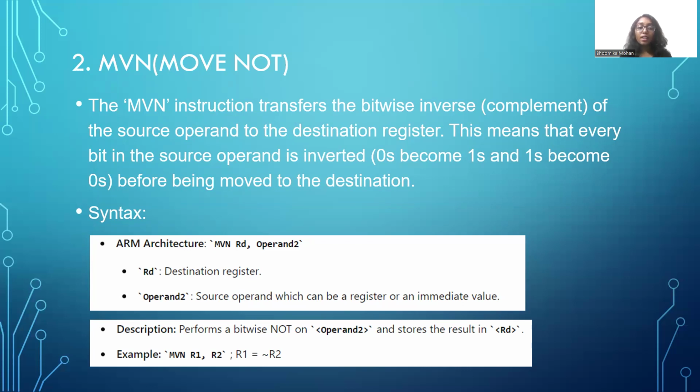Syntax of MVN is MVN RD, operand 2, where RD is the destination register and operand 2 is the source operand, which can be a register or an immediate value. Coming to the description of MVN, it performs a bitwise NOT on operand 2 and stores the result in RD. And an example for this is MVN R1, R2, where R1 stores the negated value of R2.